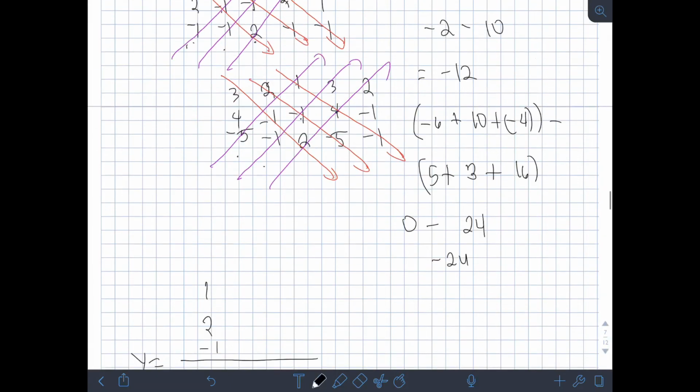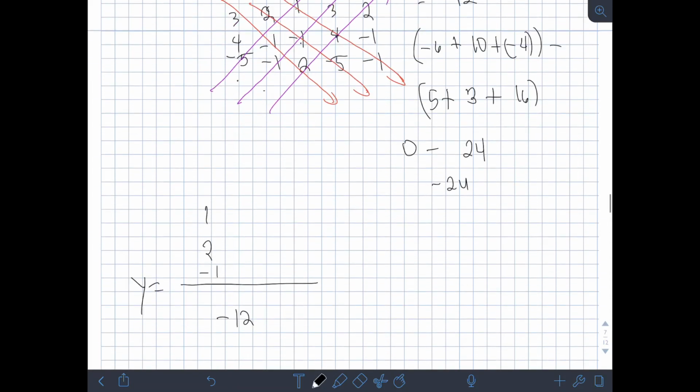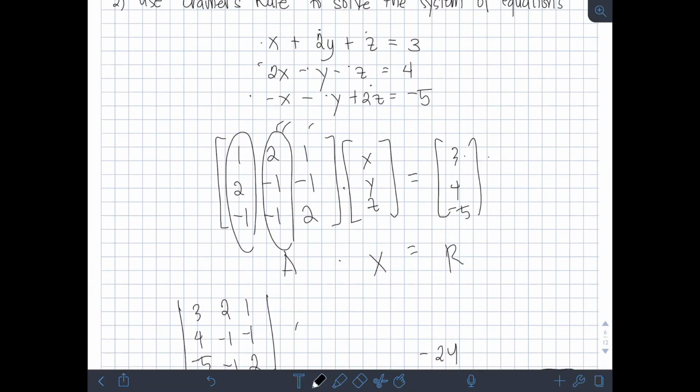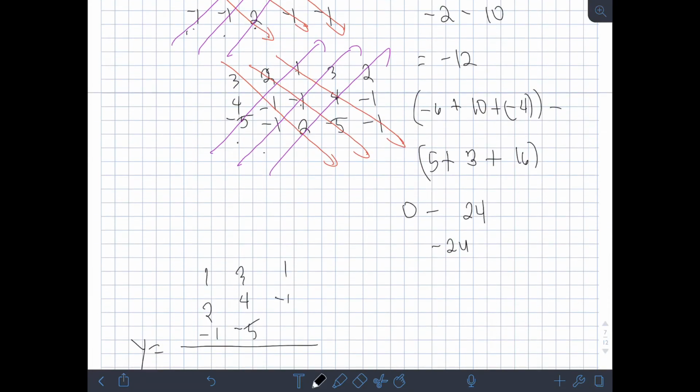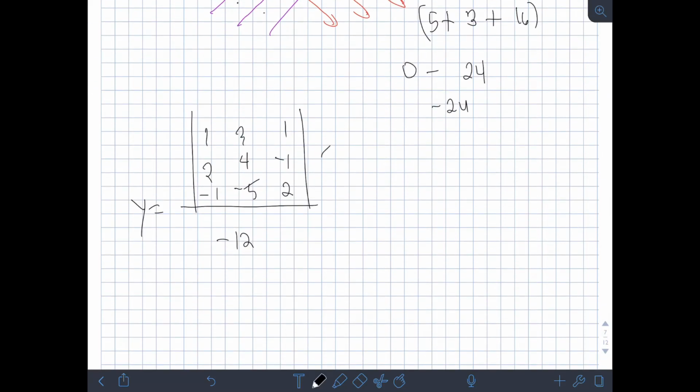1, 2, negative 1. And then itong second column gagawing 3, 4, negative 5. And then yung third column as is 1, negative 1, 2. Determinant. So, hanapin ulit natin determinant ng numerator.